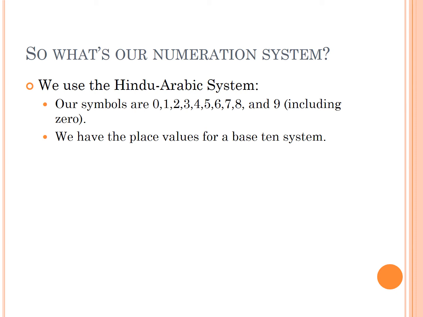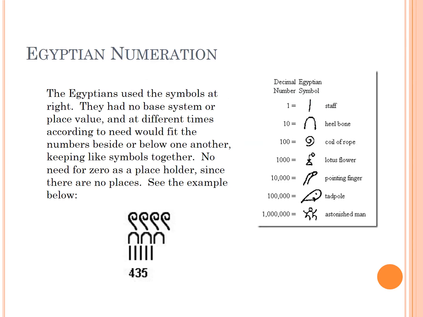So our numeration system is called the Hindu-Arabic system because it started with the Hindus and was brought to the Arabic world and brought to Europe in the 1200s by a guy named Fibonacci. So our symbols are 0 through 9, and we do have place values, and our base is 10. So let's look at some other cultures.